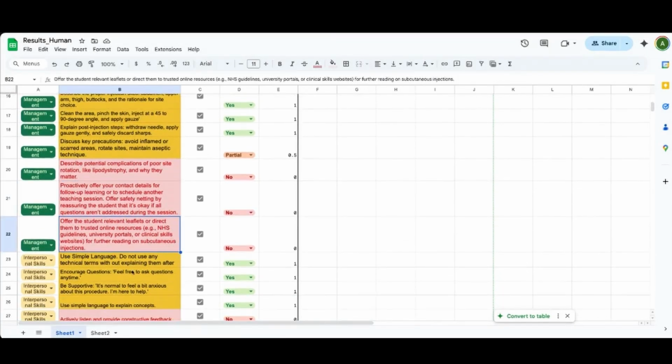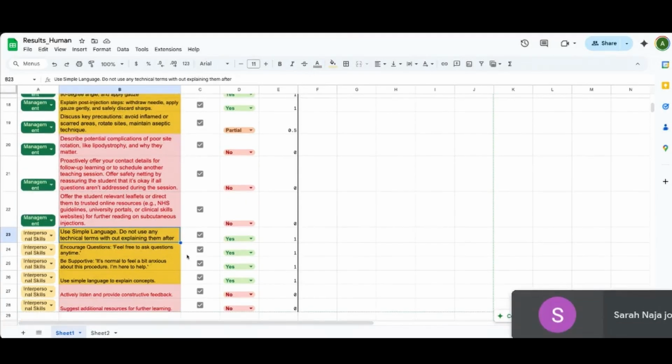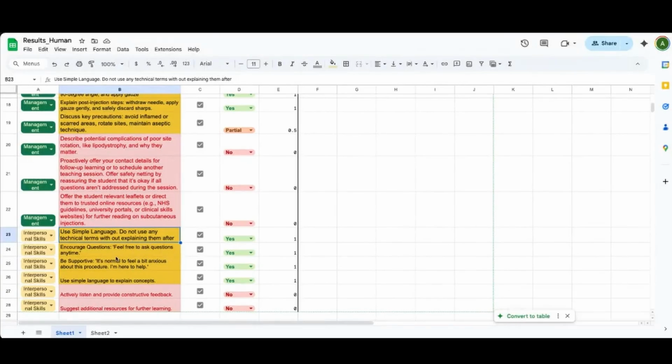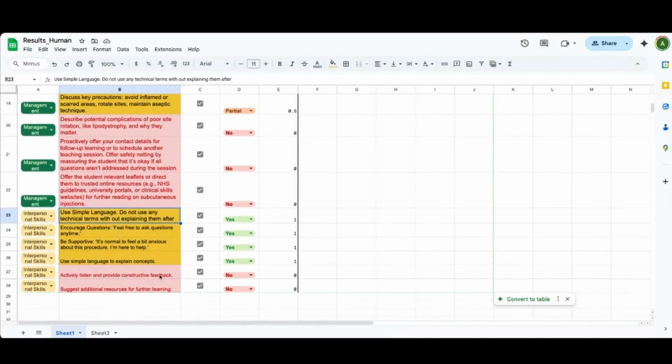All right, interpersonal skills. Use simple language. Do not use any technical terms without explaining them. Encourage questions: feel free to ask questions anytime. Be supportive: it's normal to feel a bit anxious about this procedure, I'm here to help. Use simple language to explain concepts. Actively listen and provide constructive feedback, right?